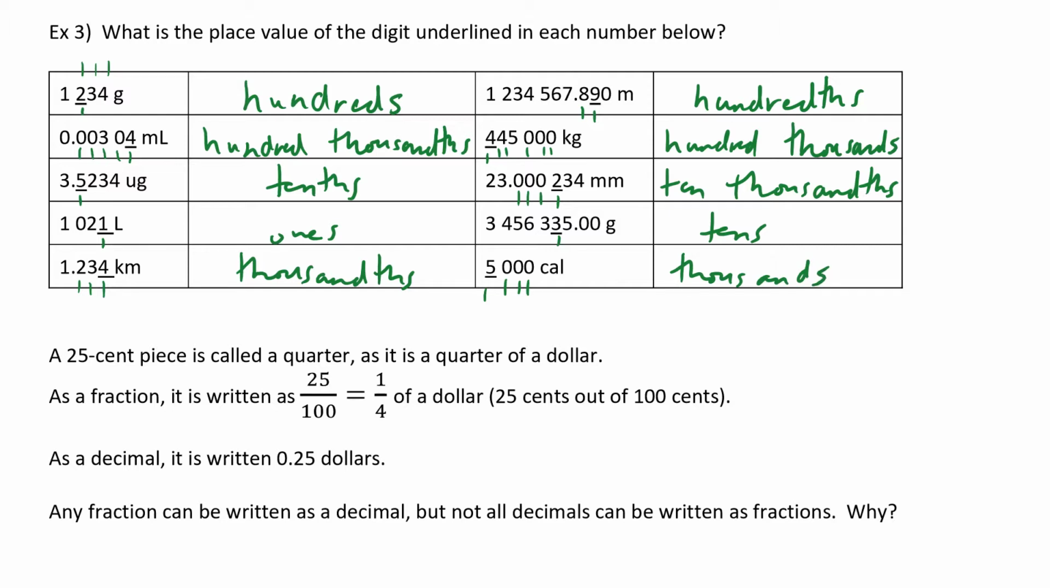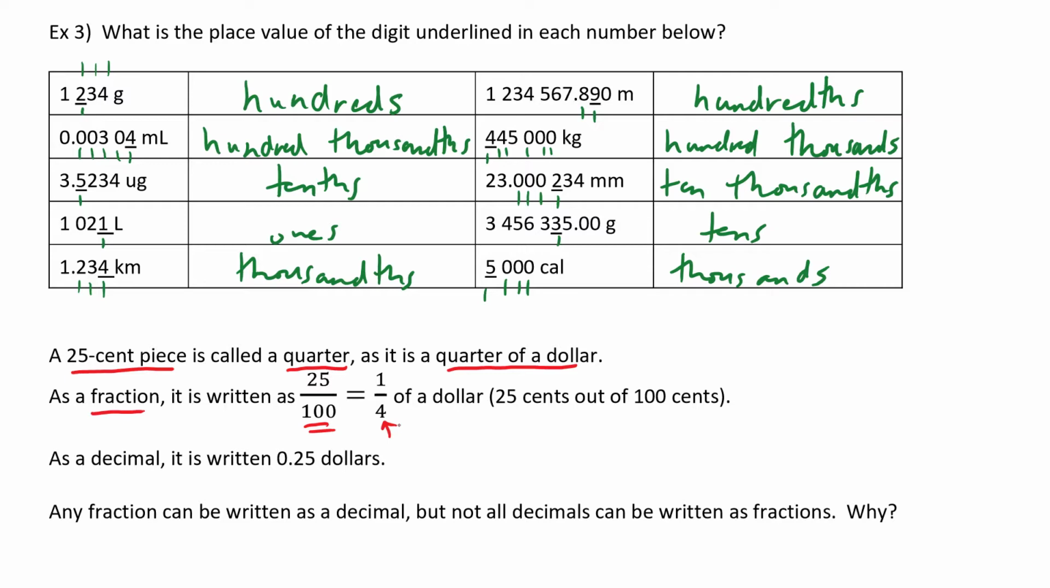Now, previous to this lecture, we did a lot of work on fractions. Let's combine it all together, because quite often we switch between fractions and decimals. So let's use an example that we have. A 25-cent piece here in Canada is called a quarter. Why? Because it's a quarter of a dollar. As a fraction, it can be written as such. Why? Because 100 pennies makes a dollar, and a quarter is 25 pennies. We can simplify that down to 1/4. That's why it's called a quarter.